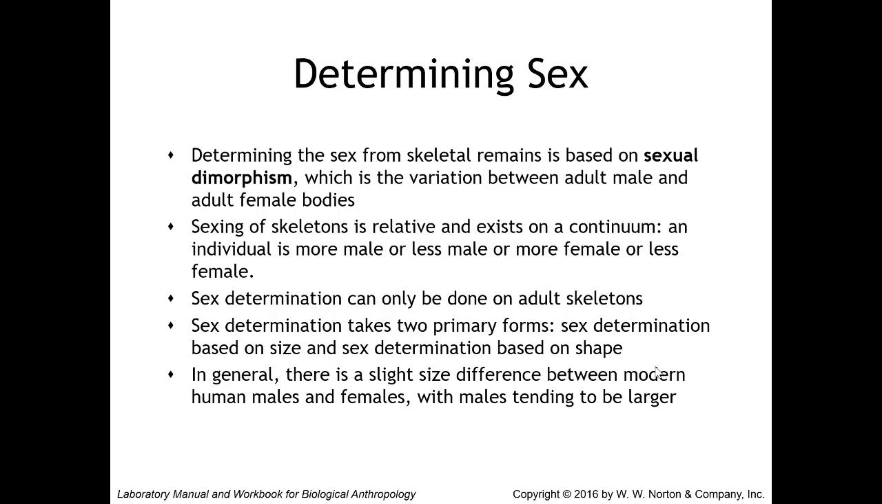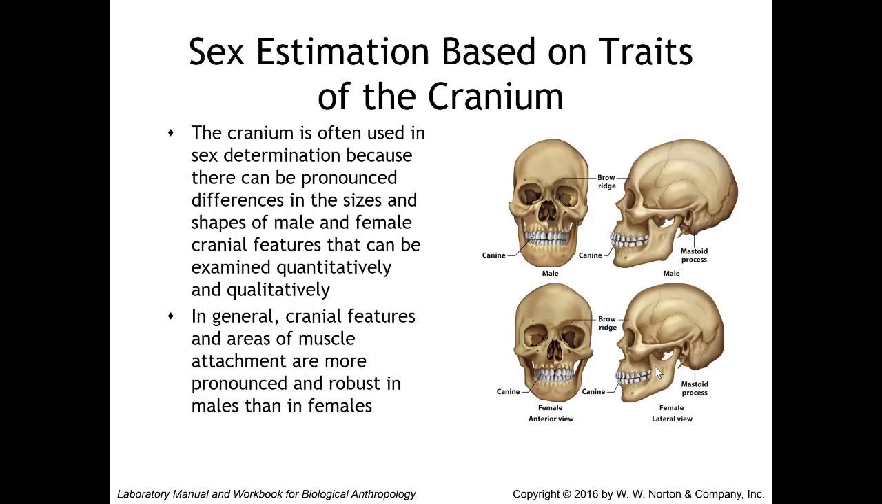So how do we determine sex? Based first on the cranium, and then we will go into the pelvis. The cranium is often used in sex determination because there can be pronounced differences in the sizes and shapes of male and female cranial features that can be examined quantitatively and qualitatively. In general, cranial features and areas of muscle attachment are more pronounced and robust in males than in females.